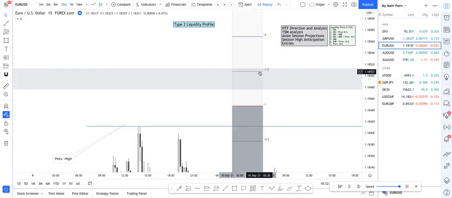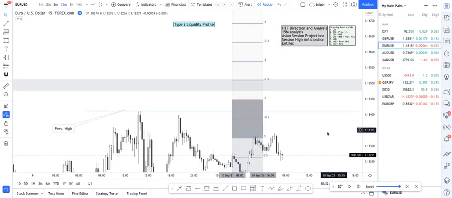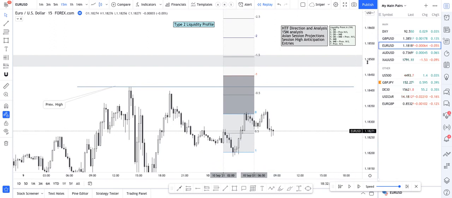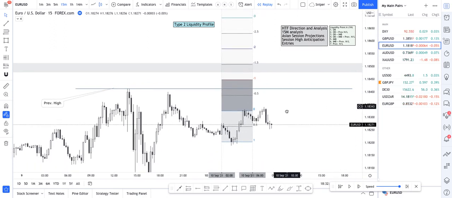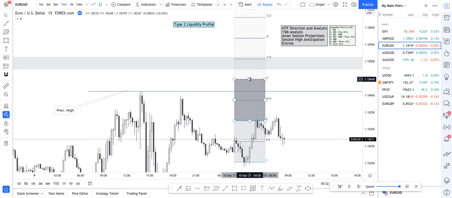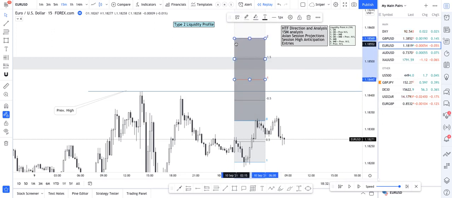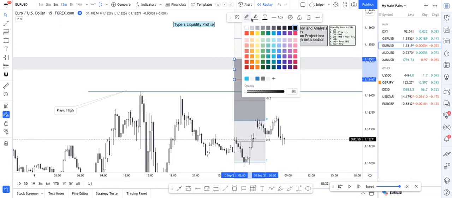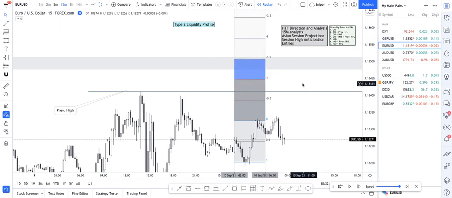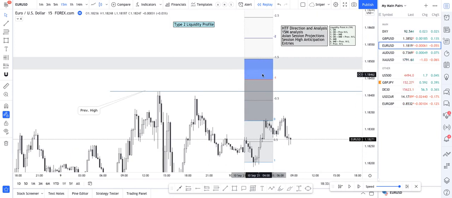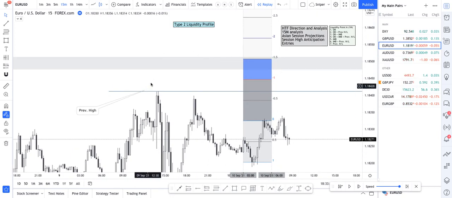There is 1.5, so it's 1.5 expansions, projections of the Asian range. So we can just quickly put it in there, just for completeness' sake, so that you can see. So this is then 1.5 expansions of the Asian range. There's 1.5. It's in that area. It's in our 1 hour liquidity type 2 profile.